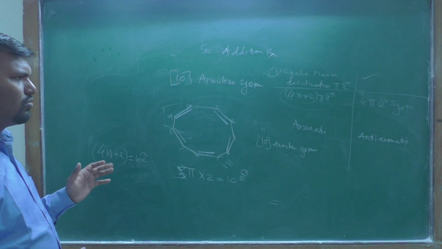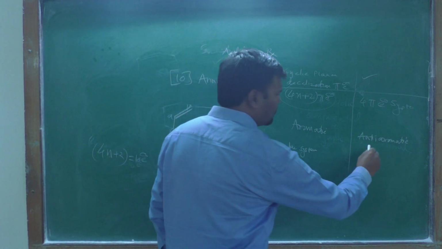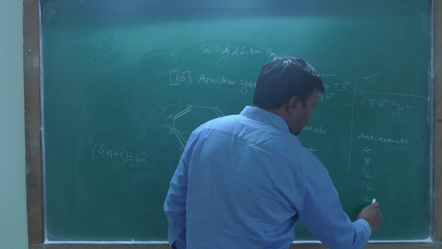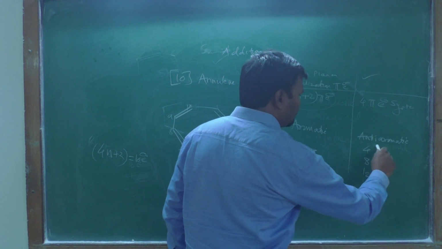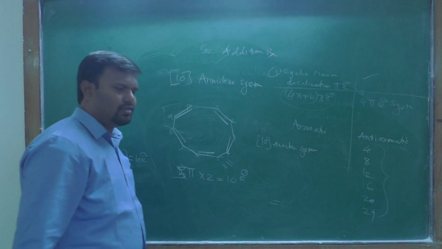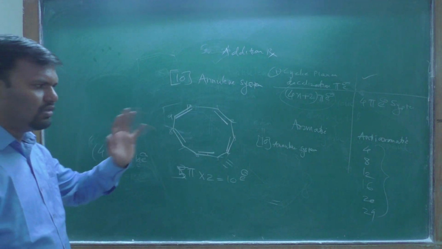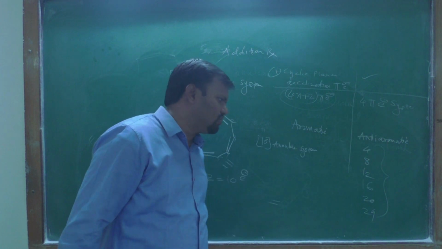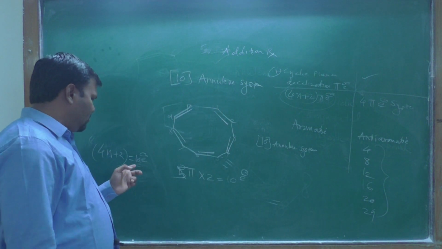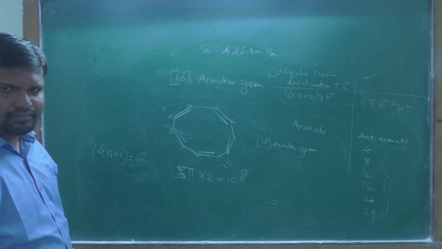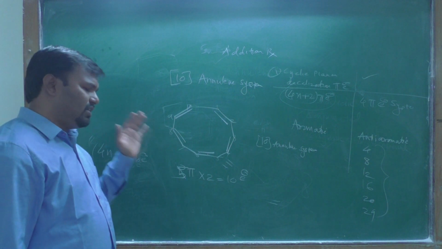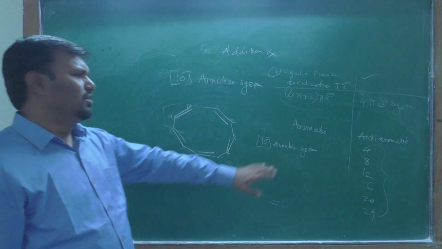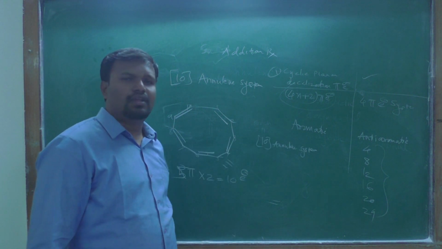It is not a 4n electron system. A 4n electron system has 4 electrons, 8 electrons, 12 electrons, 16, 20, 24 electrons: 4 into 2 is 8, 4 into 3 is 12, like that. That is a 4n pi electron system, and other than this, your 10 electron system is there. Therefore, this may come under the aromatic heading.